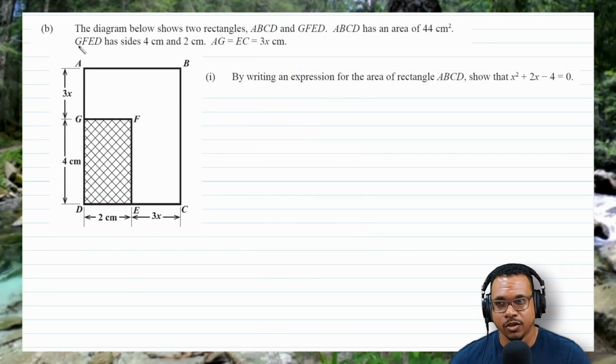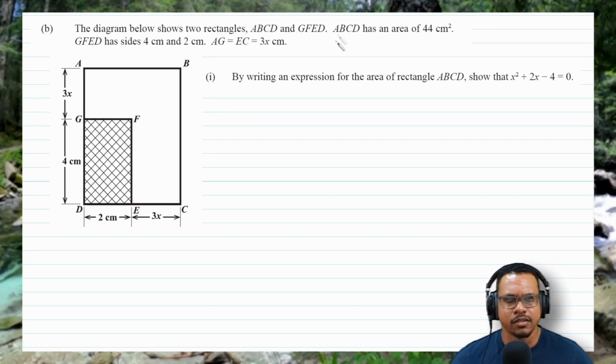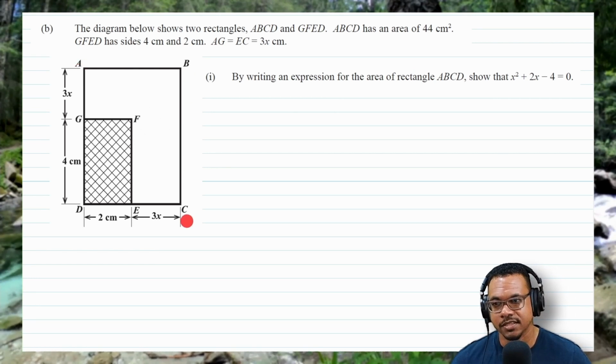So part B of this question now, we have the diagram below shows two rectangles, A, B, C, D. So that's the big rectangle here, A to B to C to D, and G, F, E, D, which is a smaller rectangle. Now the rectangle ABCD has an area of 44 centimeters squared. Now you know the area of a rectangle is length by width or length by breadth. So this rectangle here, ABCD, the length would be from A to D or B to C, and that length would be 3x plus 4. And the width would be AB or DC, which is 3x plus 2.